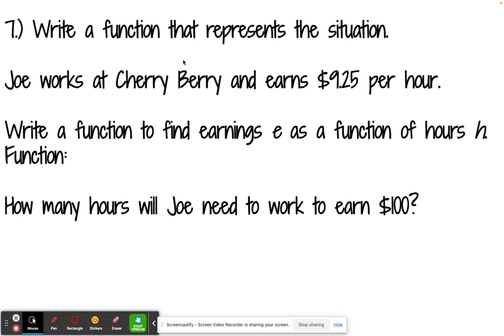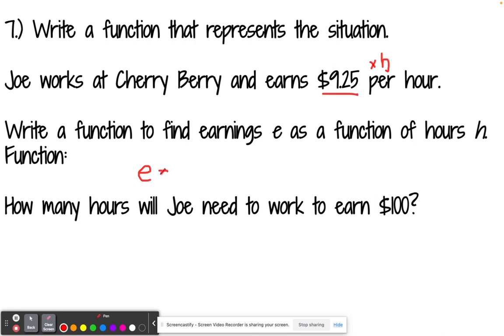Another situation. I'm writing a function that represents this situation. Joe works at Cherryberry. Not my son Joe, different Joe. He earns $9.25 per hour. Again, that per, that's a clue that that's what you're multiplying. And we're writing a function in terms of hours. It says write a function for how much he earns. Well, there is no starting amount. He doesn't get money right away before he works. He doesn't earn anything if he doesn't work. So we want to know how much he'll earn. Let's say E. Why not?